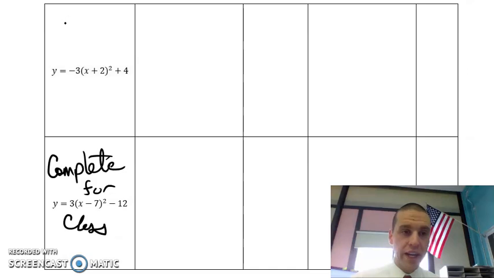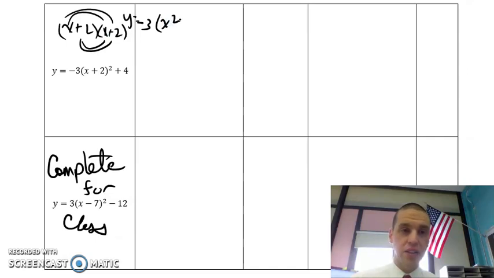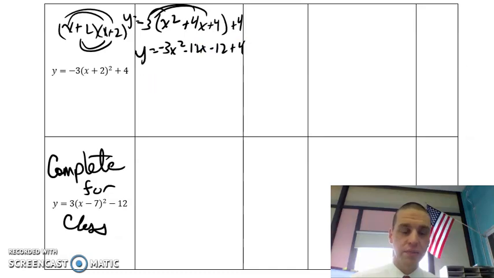So here, notice that we have x plus 2, x plus 2. We get x squared. y equals -3 times parentheses: x squared, 2x and 2x gives you 4x, 2 times 2 is 4, plus 4. This -3 must be distributed to those. So y equals -3x squared minus 12x minus 12 plus 4. And we finish off with -3x squared minus 12x minus 8. Combine those terms.